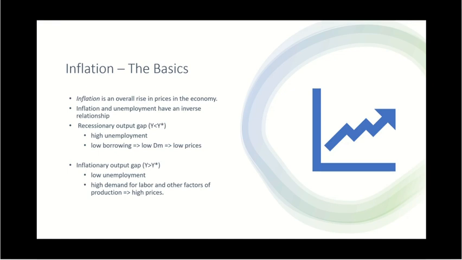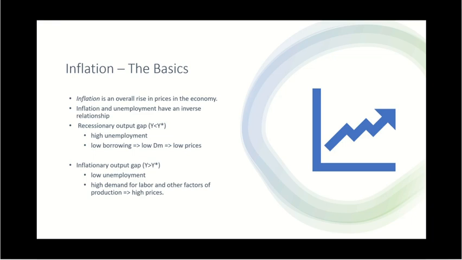So when there's a recessionary output gap, essentially a recession, Y, also known as the actual output, is less than Y prime, which is potential output. So actual less than potential, there's high unemployment, low borrowing, low demand, low prices. So there's not as many people taking out loans. There's a lot of people that are unemployed, don't have jobs, but prices are low. So it's a trade-off there.